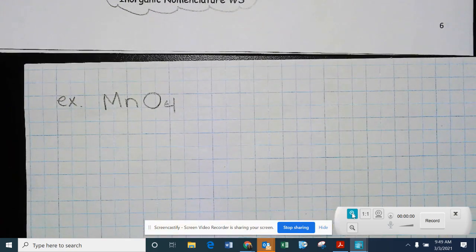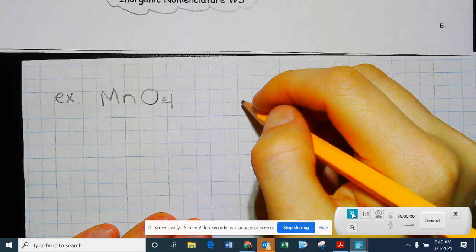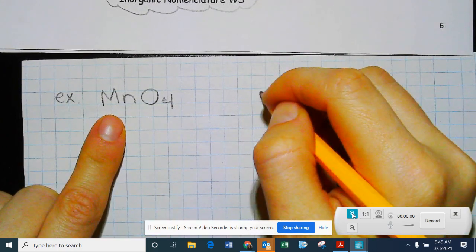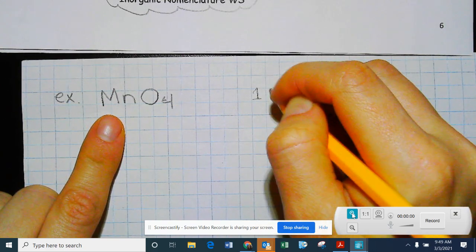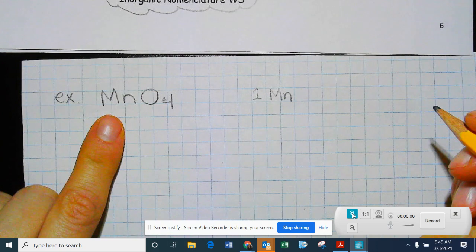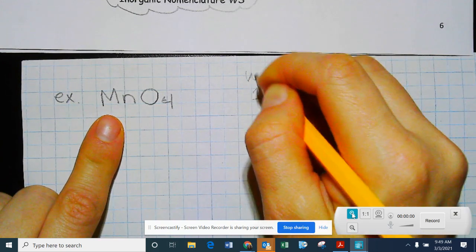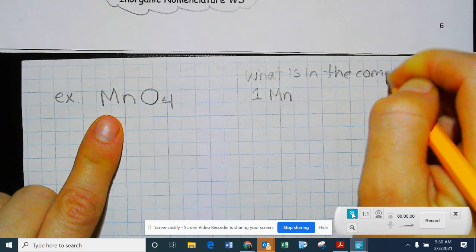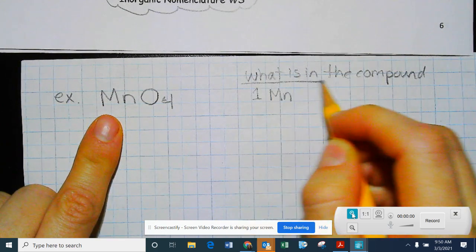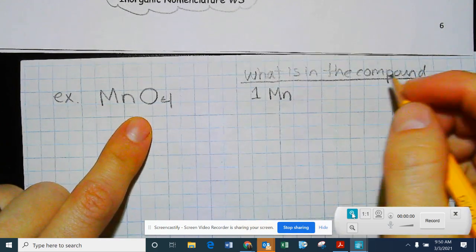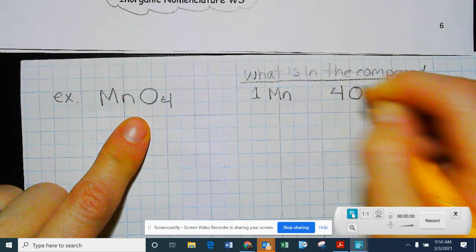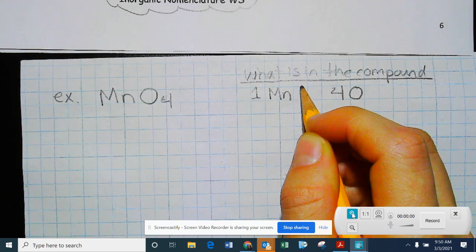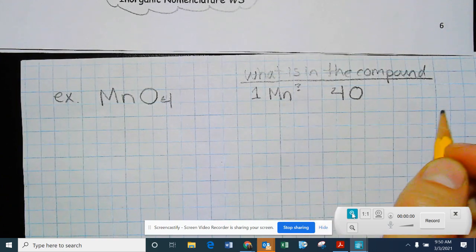Okay, MnO4. The way I'm going to write this out is I'm going to write out what I actually have in this formula. I've got 1 Mn, which is manganese. What is in the compound is 1 manganese, and how many oxygens? 4 oxygens. Do we know the charge on manganese right now? No, we don't, so I'm just going to throw a question mark here.